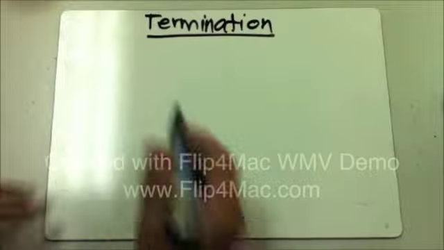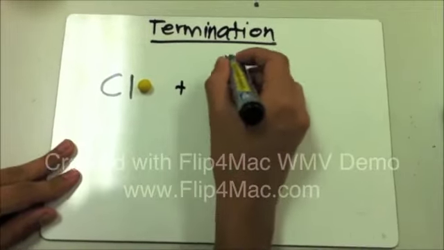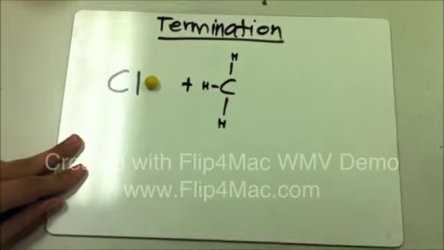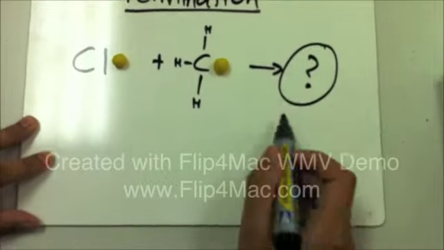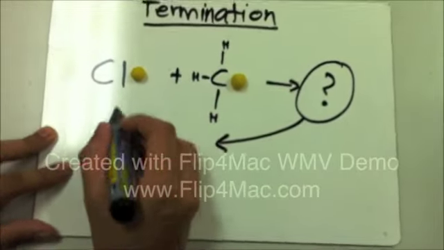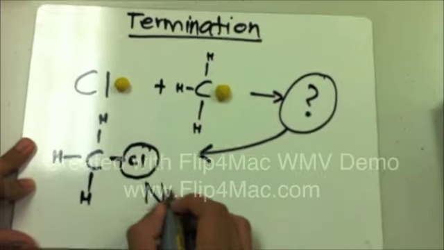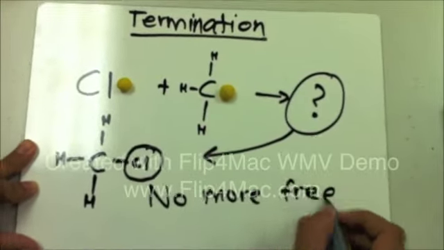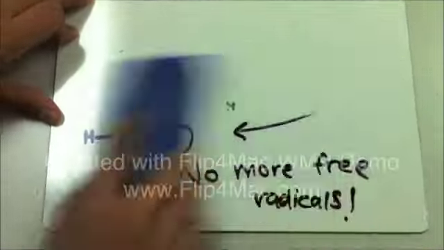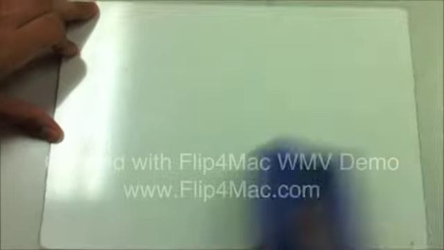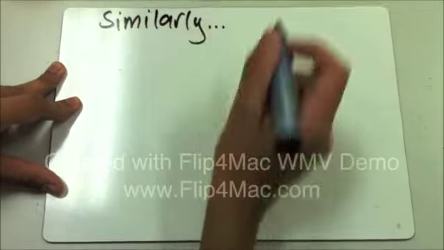Moving on to the termination step. The termination phase is basically the phase in which the free radicals are removed from the reaction process. As Prasun is drawing, an example of the termination process is exemplified, in which the chlorine free radical and the methyl free radical react to form CH3Cl. Therefore, there are no more free radicals present in the reaction. Removing the reactive free radicals brings an end to the reaction. However, this is not very likely at the start of the reaction because of their low concentration.